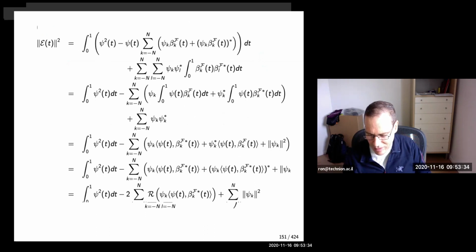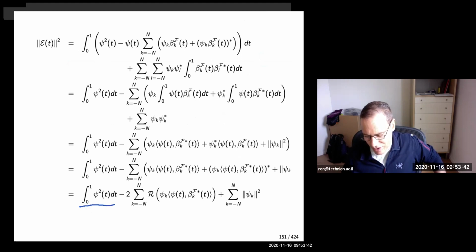What I end up with is something that looks like that. So exactly as we had before, we have the energy of the signal, and I assume you can see what I'm writing, minus two, the real part of the inner product between my coefficients that multiply the inner product between the function and the conjugate basis, plus the energy of the coefficients.